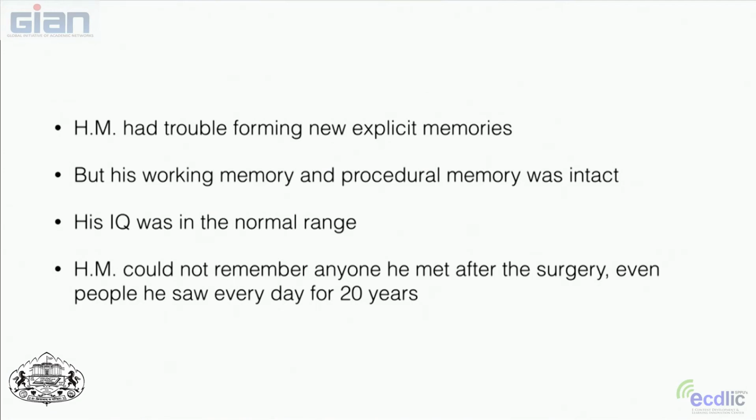And his procedural memory was also intact. This is where he could learn new motor skills, but he would not be able to remember learning the new motor skills. So for example, I'll give one actually at the end. His IQ was in the normal range. He couldn't remember anyone he met after the surgery, even people he saw every day for 20 years. He'd always meet them as if it was the first time he'd ever met that person, even if that person already knew them.